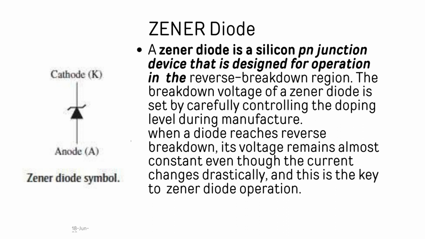Zener diode. Zener diode symbol is as shown in figure. A Zener diode is a silicon p-n junction diode that is designed for operation in the reverse breakdown region. The breakdown voltage of a Zener diode is set by carefully controlling the doping level during manufacture. When the reverse voltage reaches reverse breakdown, its voltage remains almost constant, even as the current changes drastically, and this is the key to Zener diode operation.